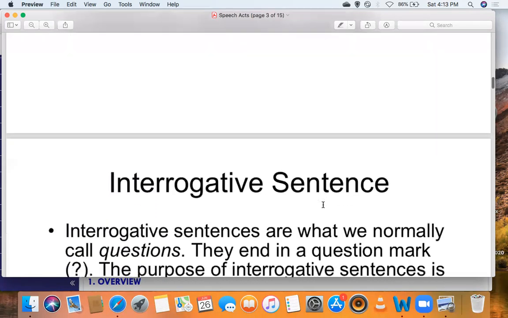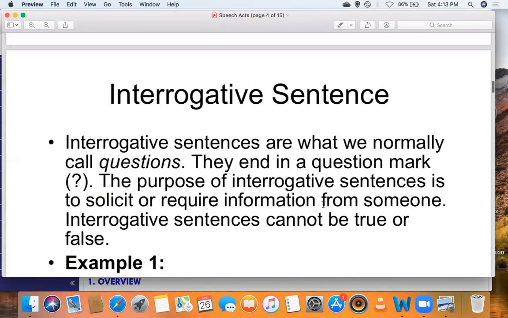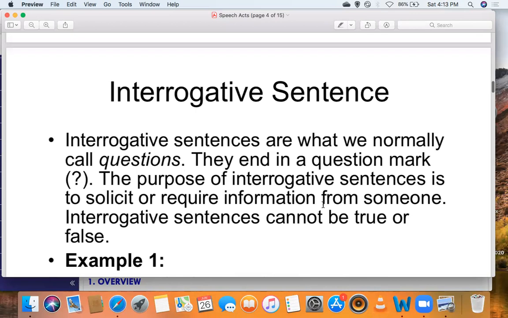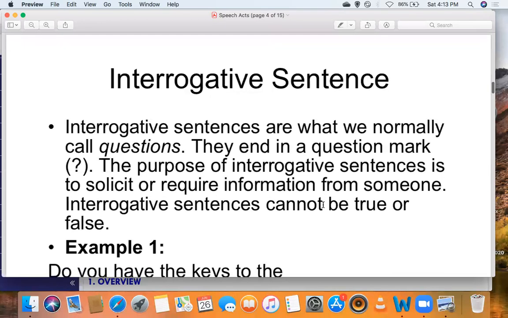Types of speech acts. Interrogative sentences. Interrogative sentences are what we normally call questions. They end in a question mark. The purpose of interrogative sentences is to solicit or require information from someone. When you ask a question, you are expecting an answer. So that is why we say the purpose of interrogative sentences is to solicit or require information from someone.